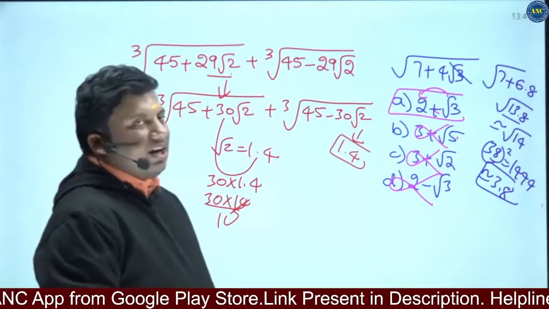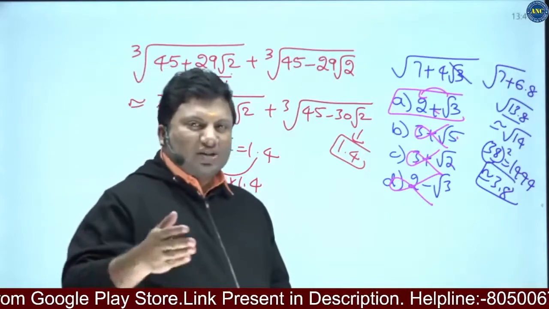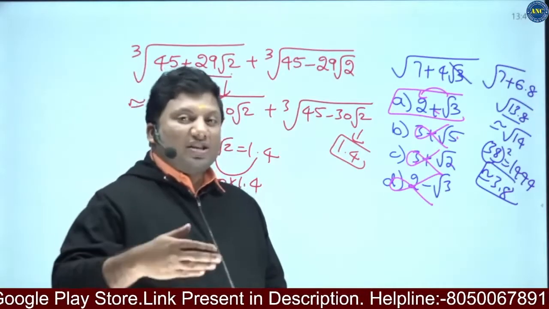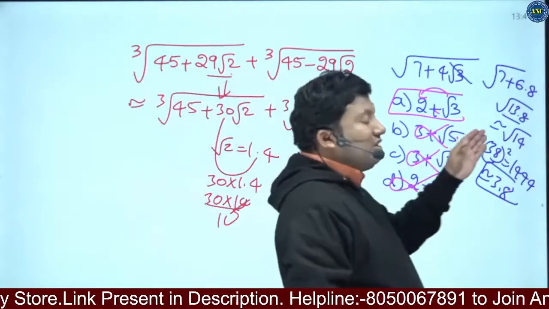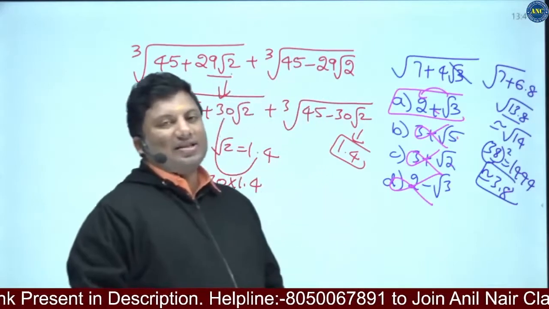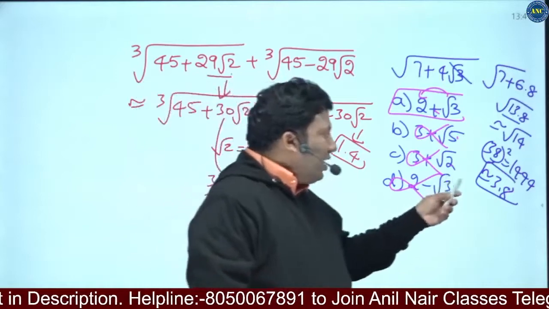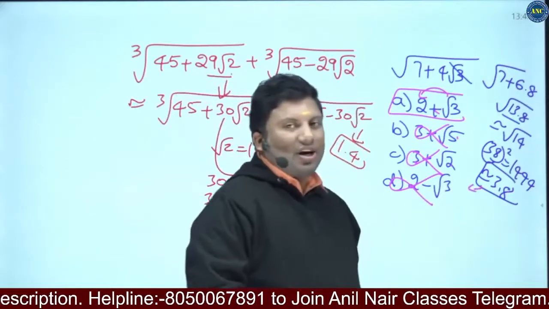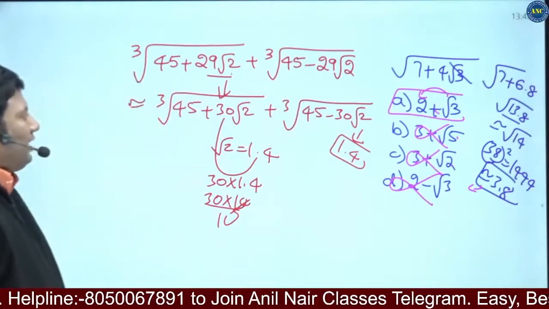Wherever root 3 is there, I substituted 1.7. 1.7 into 4 is 6.8. Root of 7 plus 6.8 is 13.8. Root 13.8 is closer to root 14. 38 whole square is 1,444, so 3.8 squared is 14 point something. The answer has to be just less than 3.8. Wherever answers are not closer to 3.8, eliminate them.